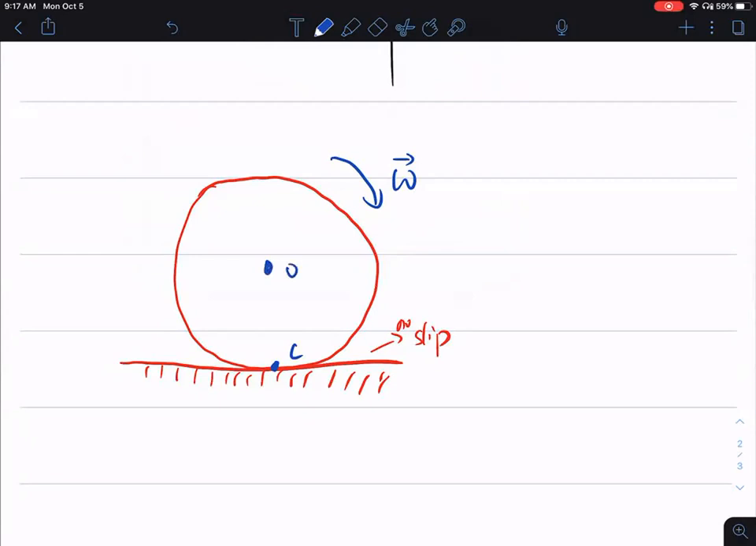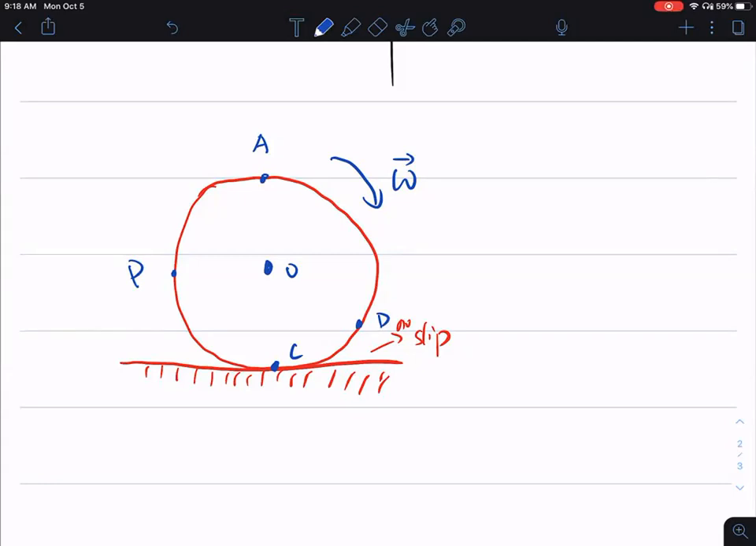Okay, let's label points. Point A, point P, point, maybe let's call this point D. Okay, now I have a couple points. We know point C is the instant center. That's no doubt, it's an instant center.